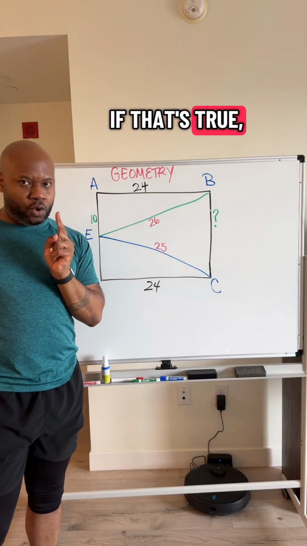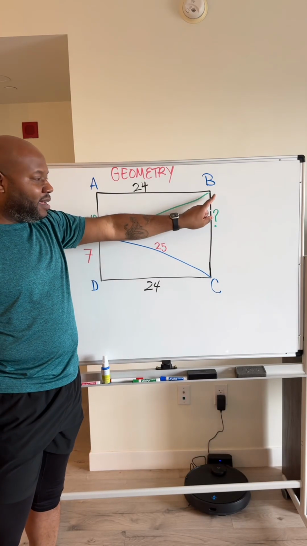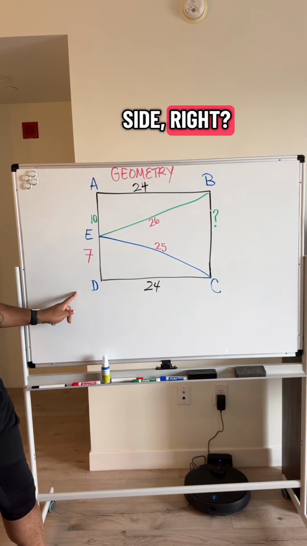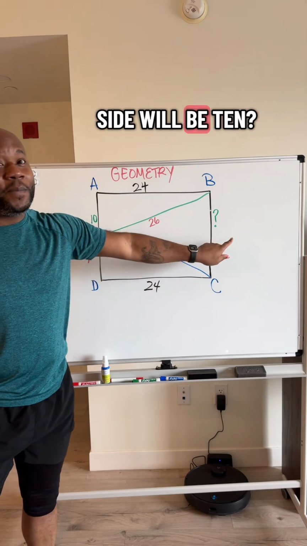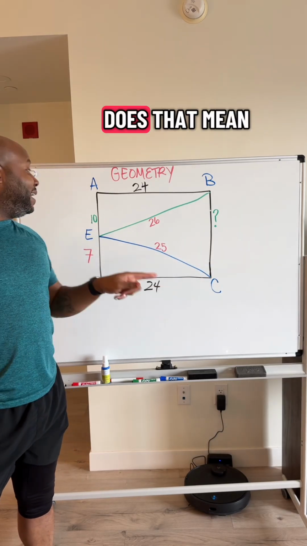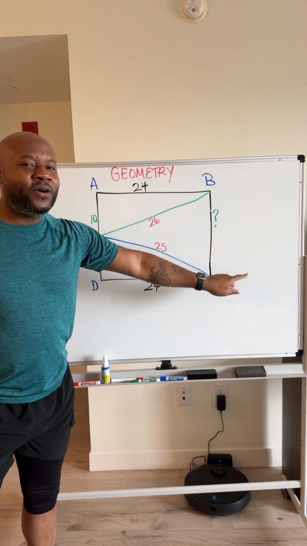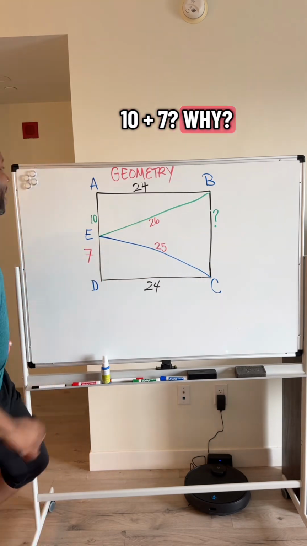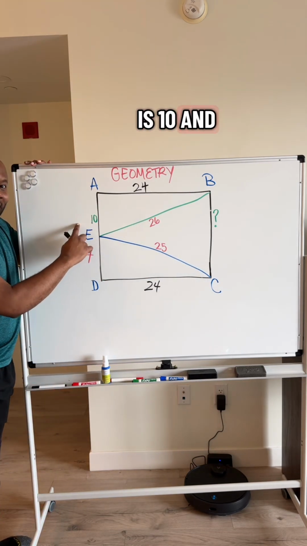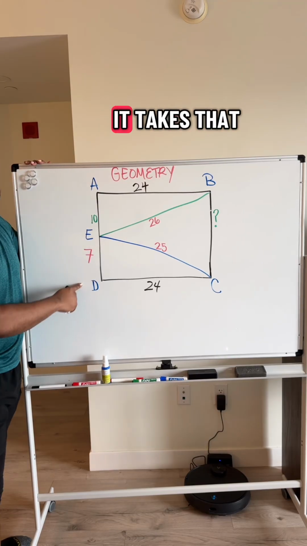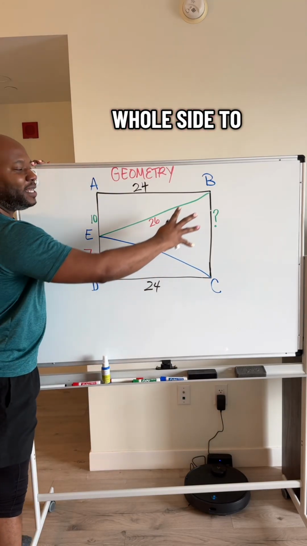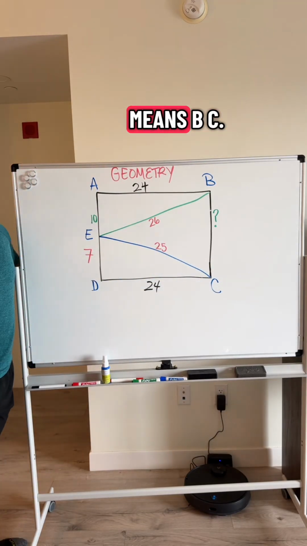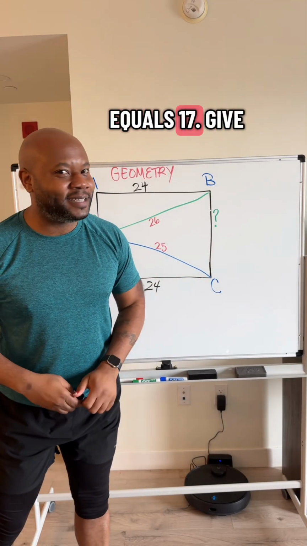If that's true, that means that this side is equal to this side, right? So does that mean that this side would be 10? Does that mean that this side would be 7? Or does that mean that this side would be 10 plus 7? Why? Because AE is 10 and ED is 7. It takes that whole side to equal BC. AD equals BC, which means BC equals 17.